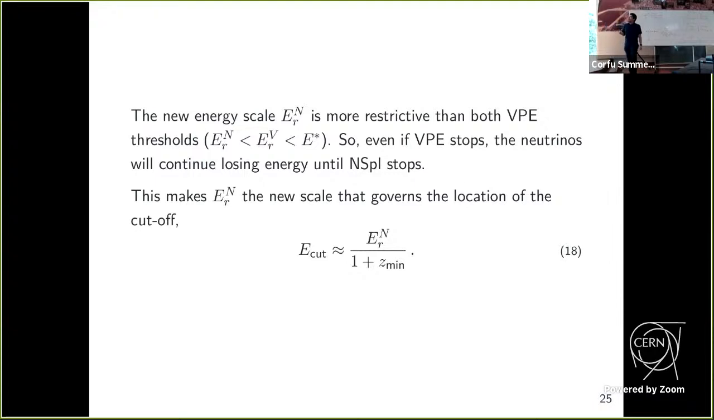So now, as the dominant scale of energy is the effective threshold of the neutrino splitting, the new location of the cutoff is the dominant scale, which is the neutrino splitting effective threshold, divided by 1 plus the closest source. Okay?